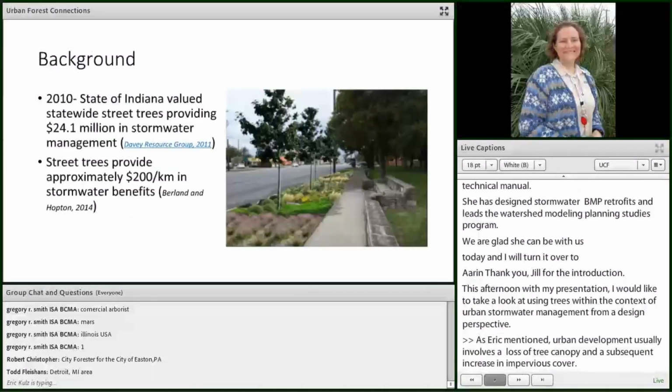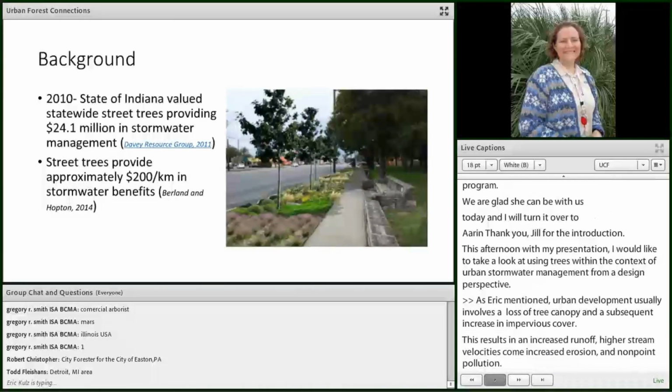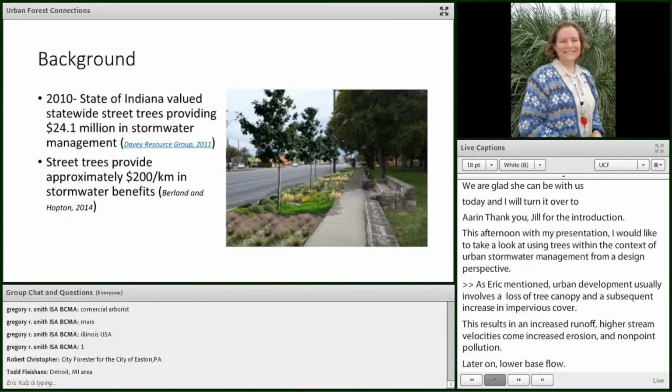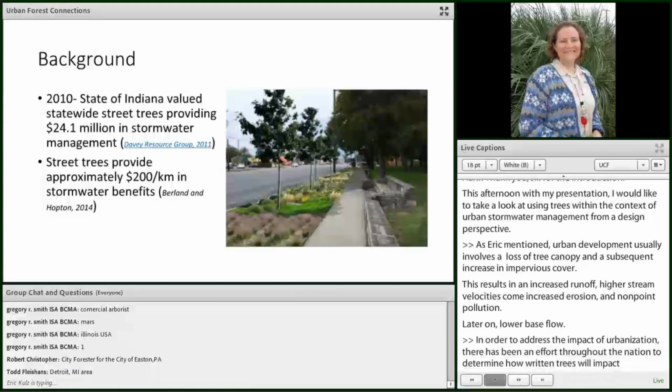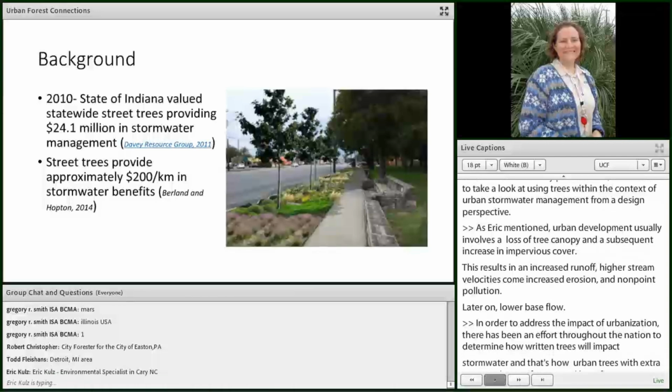In order to address the impact of urbanization, there's been an effort throughout the nation to determine how urban trees will impact stormwater and then quantify the costs and the benefits. From an engineer's point of view, Eric was straight on. We love to play with the numbers. So we're really looking for the numbers and how we can play them to our best benefit.